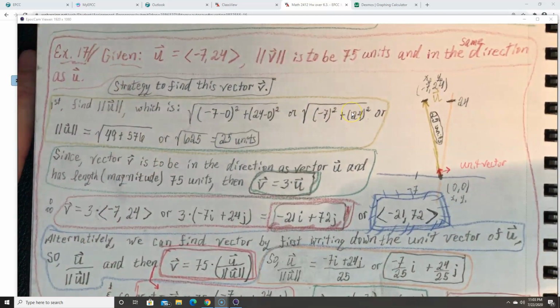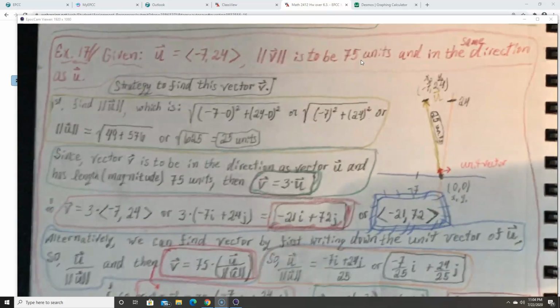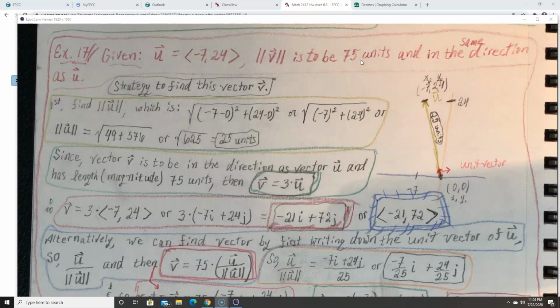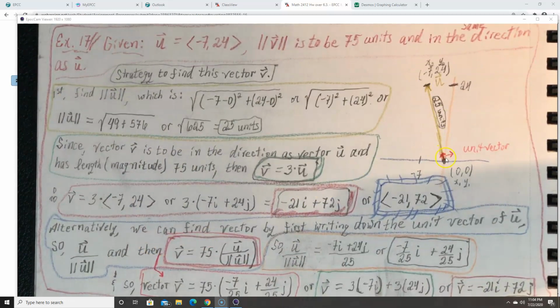So we're going to do the same thing as an alternative way, which is probably a safer way to do it, because it may not always be so lucky where the original vector is 25 and the one they want is 3 times as long. But you can really do it this way. It just may not be so numerically friendly. It might be times 3/2 or something. Or we can do it this way. First, take this vector and get the unit vector of it. So take the vector and divide it by its own magnitude, its own length, which happened to be 25. We did it up here.